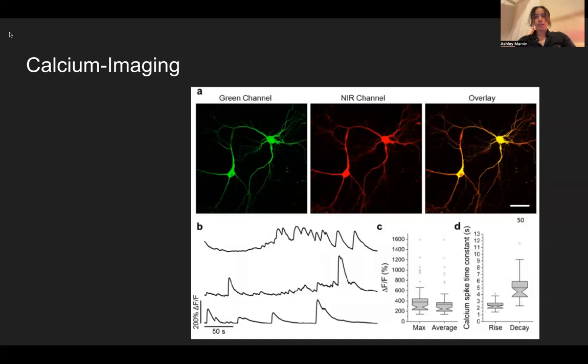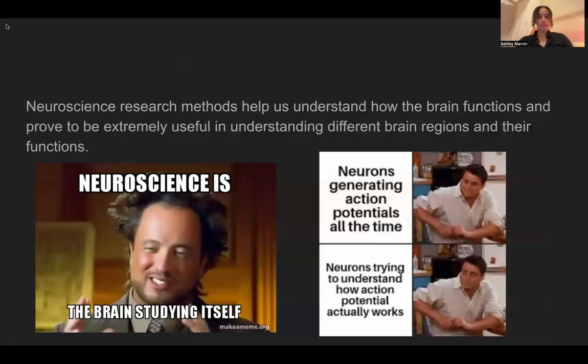And these are just two examples of modern neuroscience approaches that help us understand how our brain functions, and we can really target which areas of the brain correspond to specific functions. And these are just two of them, and there are so many. Neuroscience research methods help us understand how the brain functions and prove to be extremely useful in understanding different brain regions and their functions. So that's all for today.